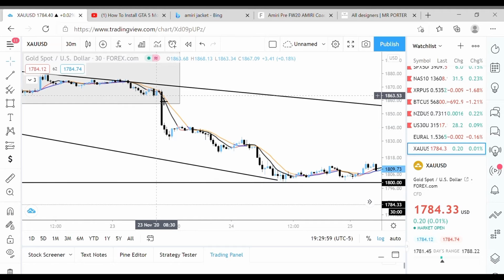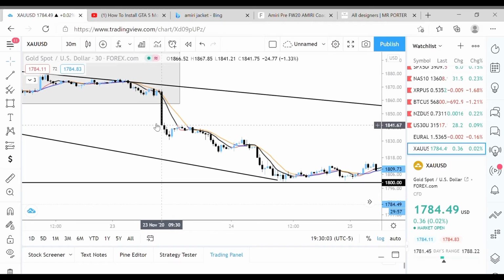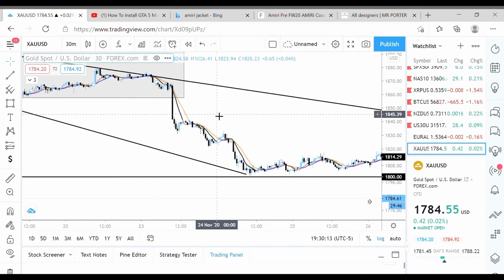Now, that was a big engulfing candle right here. But that's a big engulfing candle right here, giving me a confluence, giving me the confirmation that this is about to go down. Now, it takes time for this to happen.